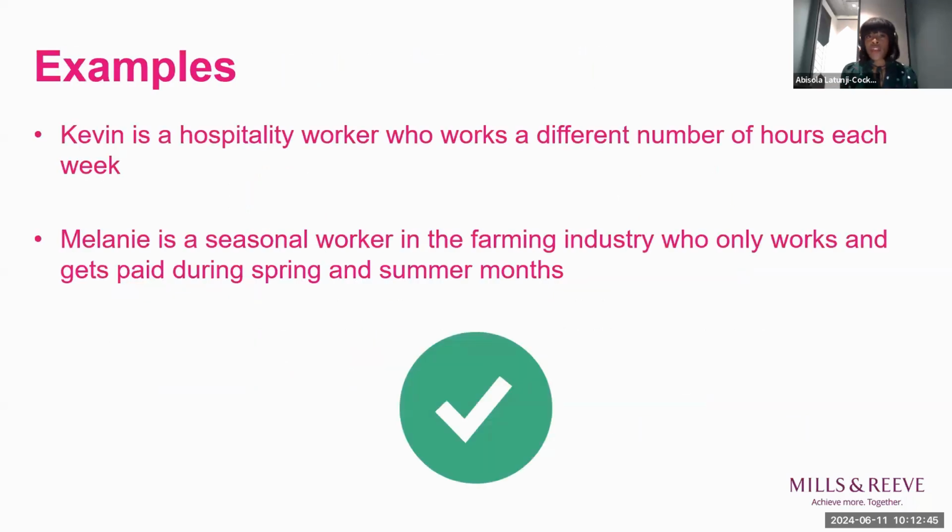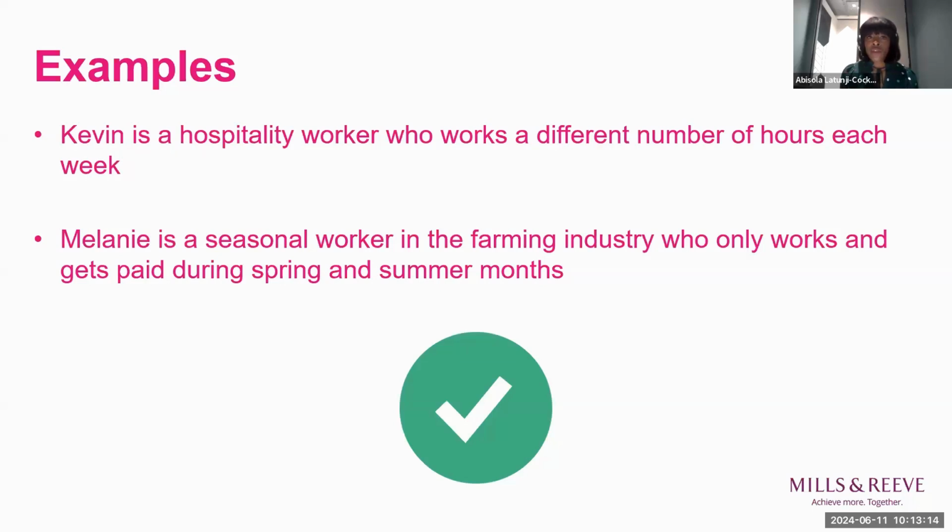So just to bring that to life with a couple of examples that are in the government guidance. Let's say that Kevin is a hospitality worker who works a different number of hours each week. If his contract provided that he was paid on a weekly basis, for example, so his pay period is a week, and the number of hours that he's required to work each week is wholly or mostly variable, then he would be an irregular hours worker for the purposes of the new legislation. So he might be on a 0 hours contract, for example.